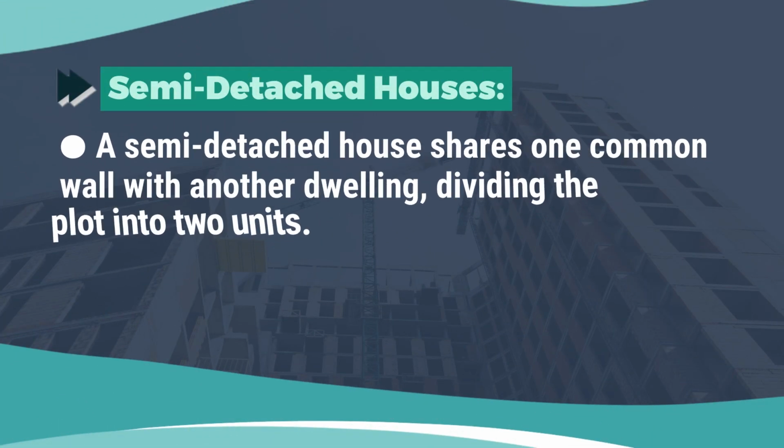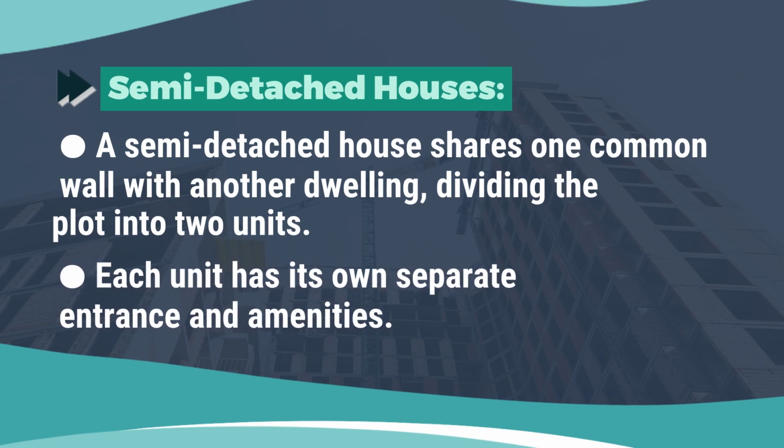A semi-detached house shares one common wall with another dwelling, dividing the plot into 2 units. Each unit has its own separate entrance and amenities. This type of dwelling provides many benefits of the detached houses, such as privacy and space, while being more economical. Shared walls reduce construction and maintenance costs, and amenities like water lines and drainage can be shared, lowering overall expenses.